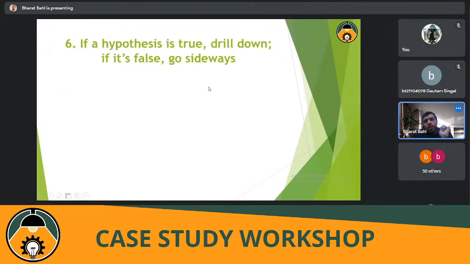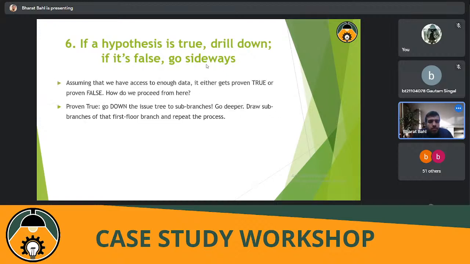Okay. Now, if a hypothesis is true, then we can drill it down further. If it is false, then you have to go sideways. If you find the key on the first floor, good. If not, look on the second floor, then the next floor, and the next floor, till you find the key. So this is how we go with the case study. So if it is proven true, you need to break it down further, and if it is false, then you can go to the next branch.